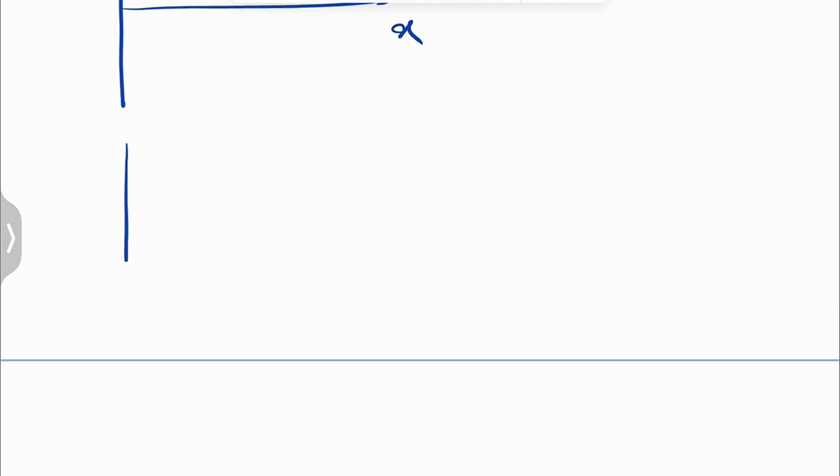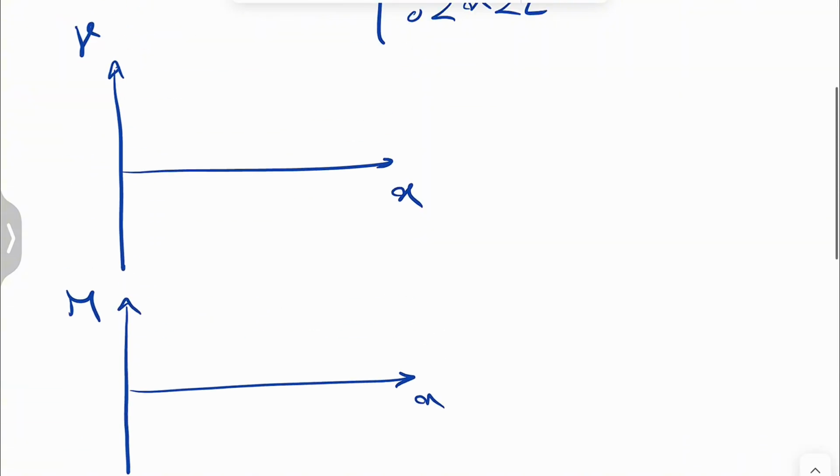And I'm just going to draw the diagram for the bending moment here too. Just got it M, and we are moving from 0 to L. So this is going to be our L.